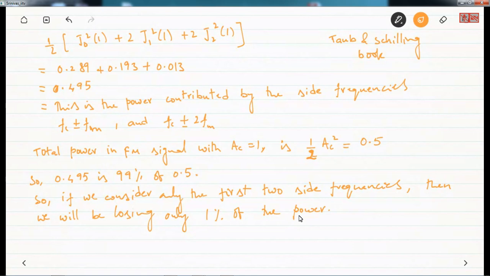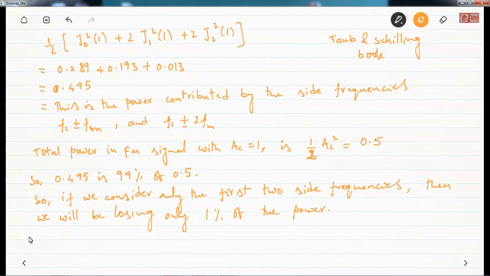Obviously you will have some distortion, right? So you have a total signal, but you are not transmitting the entire signal, you are transmitting only 99% of the power. See, this 99% is not the bandwidth, it is the power, right? So don't get confused in that. You are not transmitting 99% of the total bandwidth, you are computing your bandwidth that is required to transmit 99% of the total power. So to transmit 99% of the total power, you need to consider bandwidth up to only two side frequencies, which is much smaller compared to an infinite bandwidth, right?